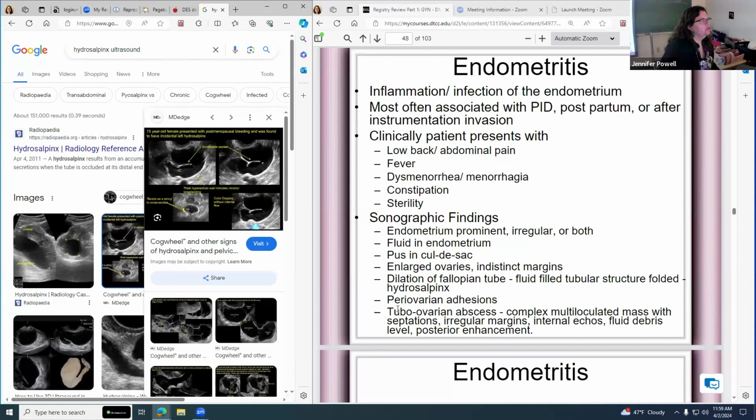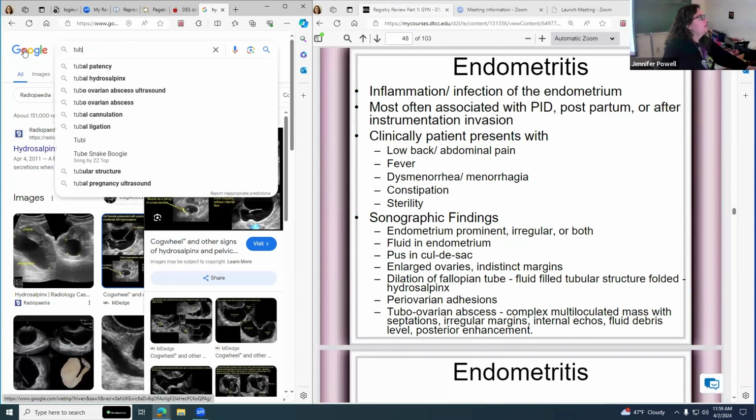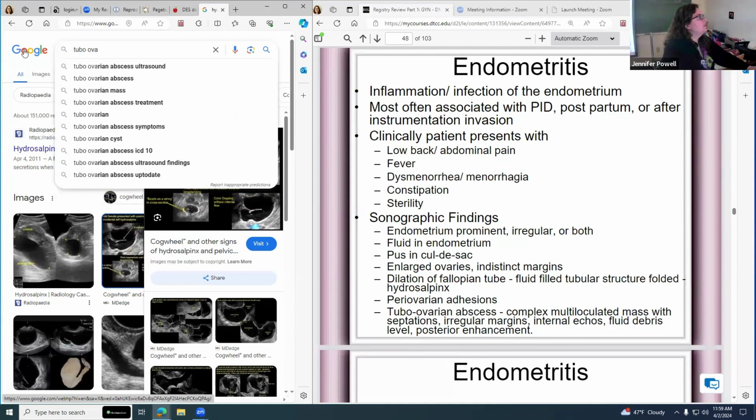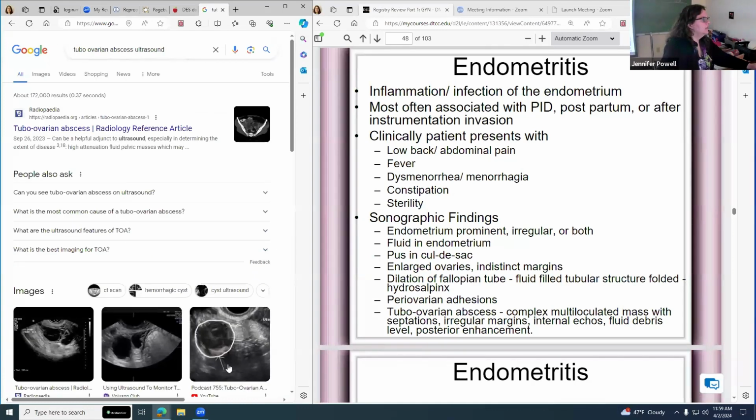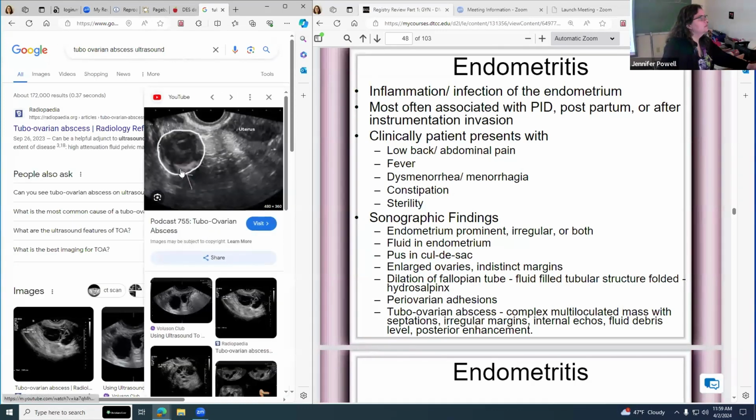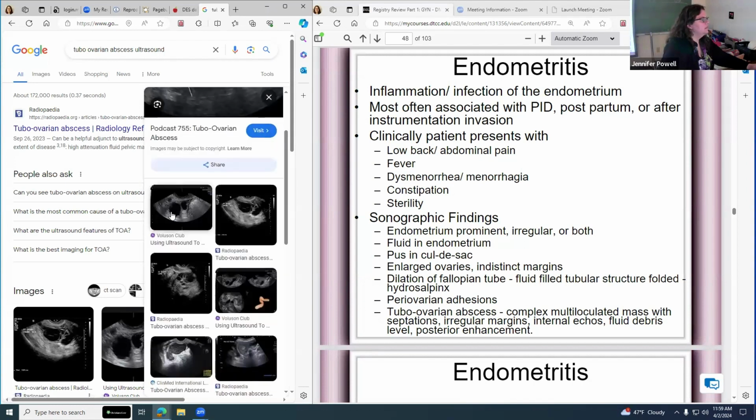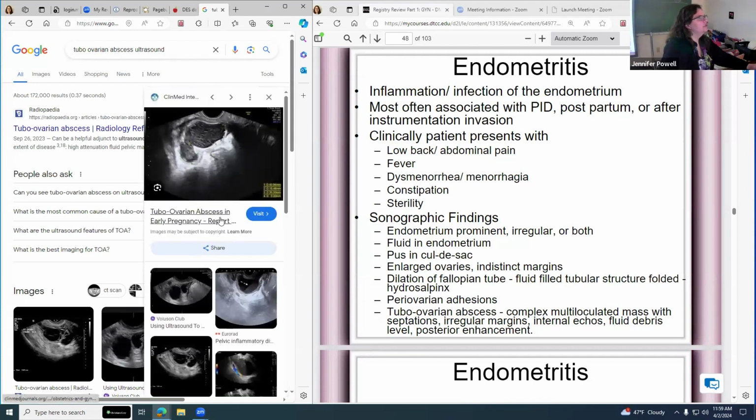Sonographic findings could also include periovarian adhesions. A tubo-ovarian abscess is a complex multiloculated mass with septations, irregular margins, internal echoes, a fluid debris level, and posterior enhancement. I believe a tubo-ovarian abscess is when it's gotten really, really advanced. It's going to have echoes and not be completely cystic.